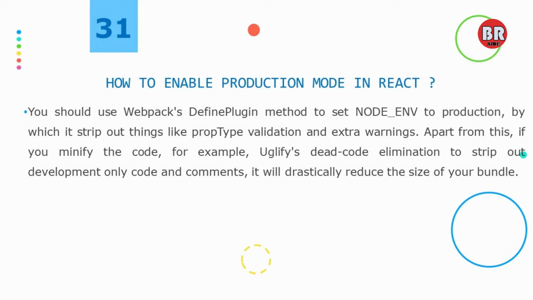How to enable production mode in React. You should use Webpack's DefinePlugin method to set NODE_ENV to production, by which it strips out things like propType validation and extra warnings. Apart from this, if you minify the code, for example, using Uglify's dead code elimination to strip out development-only code and comments, it will drastically reduce the size of your bundle.